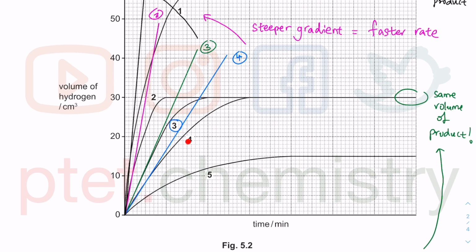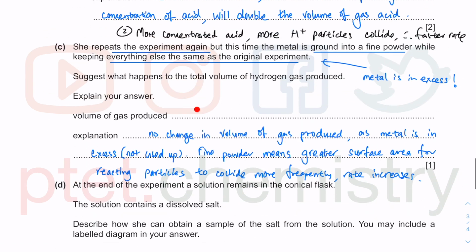So it could be 2, 3, or 4. It will be faster as we go to the ground metal powder. So 3 going to 2 is entirely possible, because it's faster, but it still gives you the same amount of product there. So 2 could be used again.